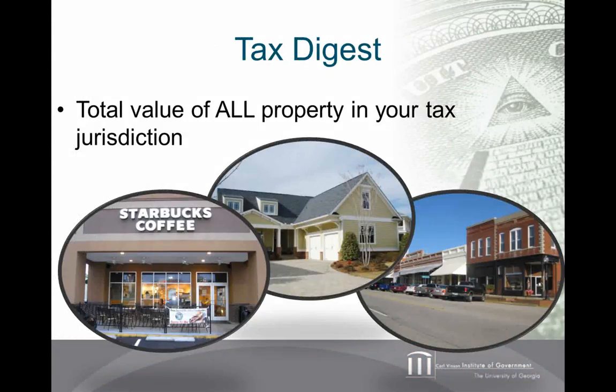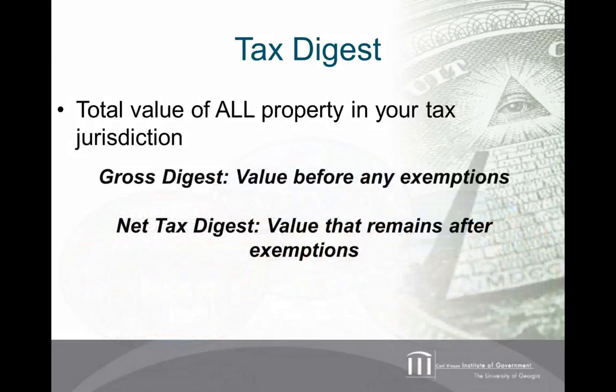We said that the millage is applied to the tax jurisdiction's tax digest. You might be wondering, what is a tax digest? The tax digest is the total value of all property in your tax jurisdiction before any exemptions. The gross tax digest is the total value before any exemptions. The value that remains after exemptions is called the net tax digest.